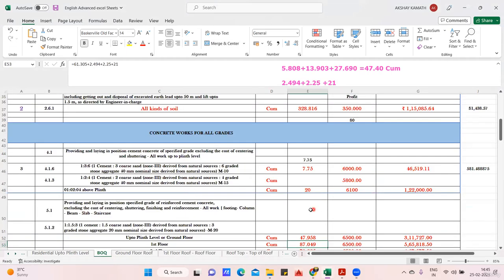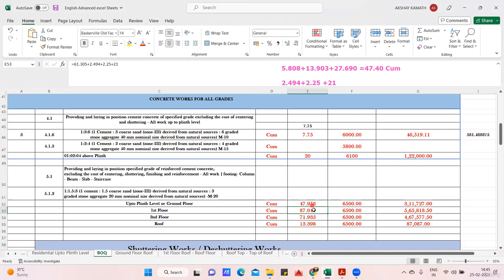Okay. You can see the answers here. Yeah, 87. How did it come? 61.305 plus 24. They got 5, then 2.494, 2.494, 2.25, 2.25, and 21. So the total in the first floor, 87.049 cubic meters of concrete is required.